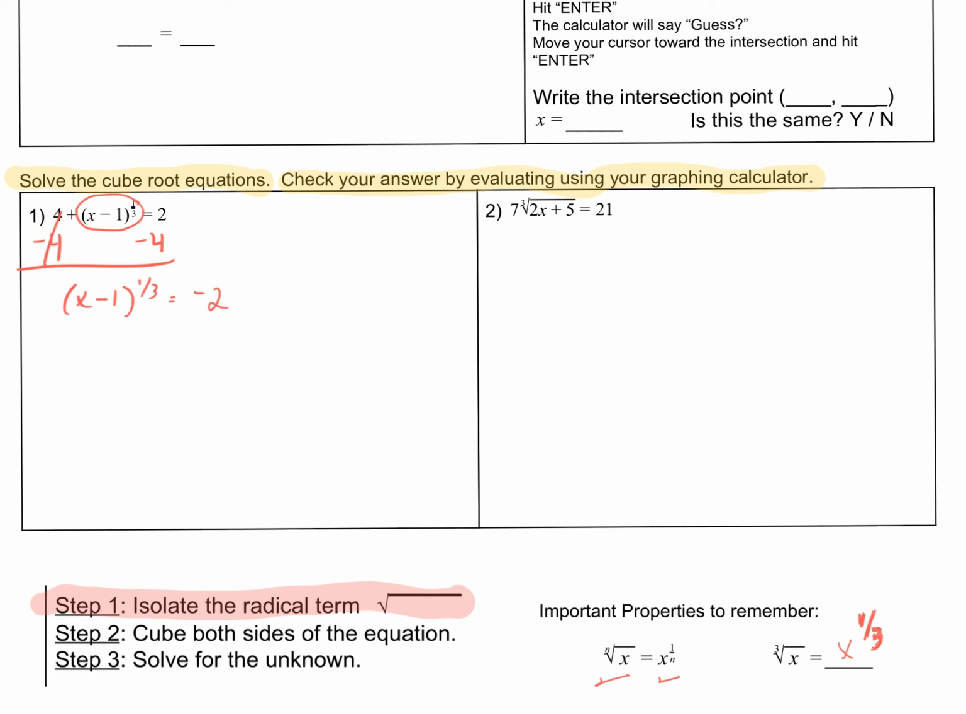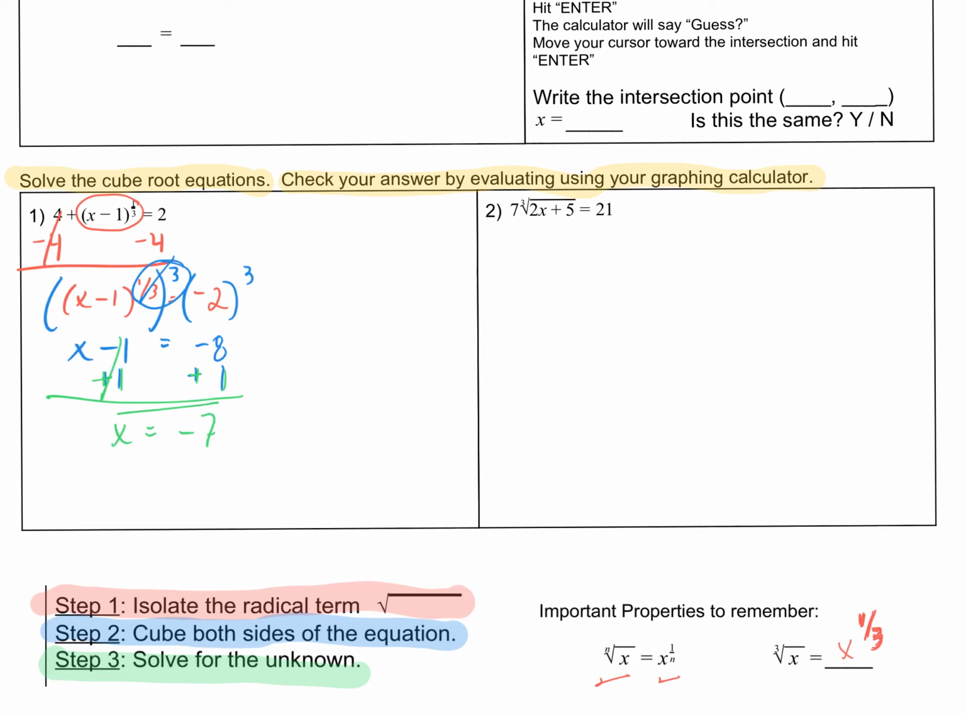We now have (x minus 1) to the 1/3 equals -2. Next, it says step 2 to cube both sides of the equation. So since this is a 1/3 power, we're going to go ahead and cube both sides. So both sides are to the 3rd power, and that is going to undo this so that we only have x minus 1 here. And on the right, that'll give us -8. Almost there. We're going to add 1 on both sides to continue solving for that unknown. And x is equal to -7.